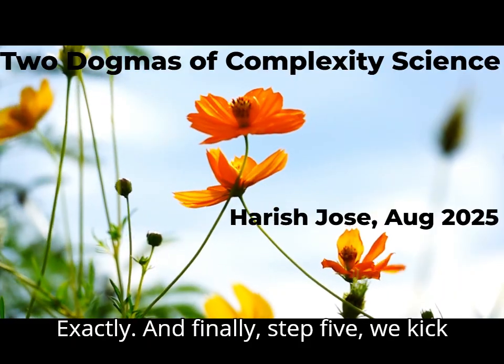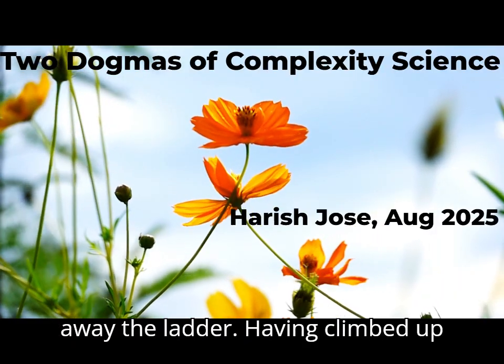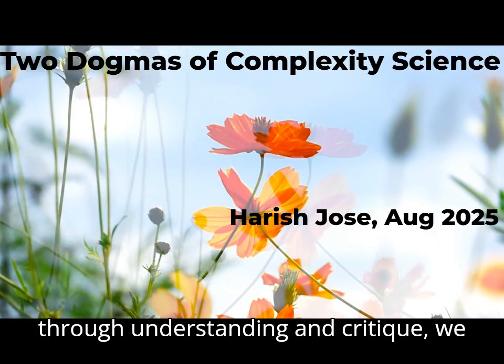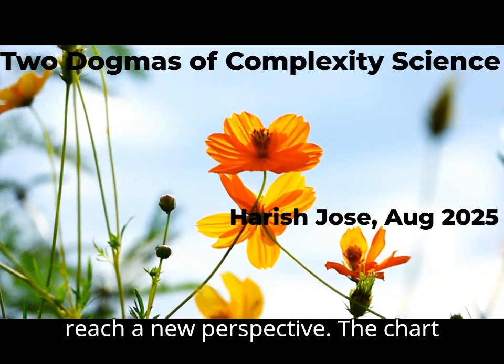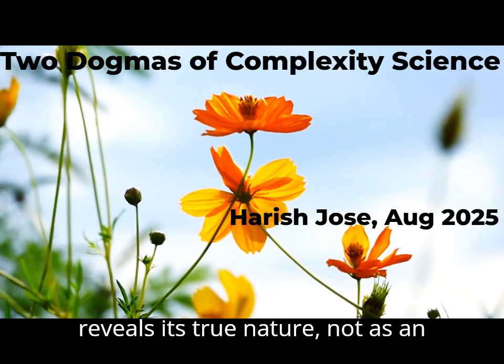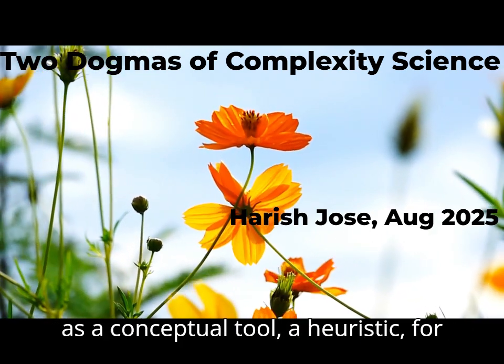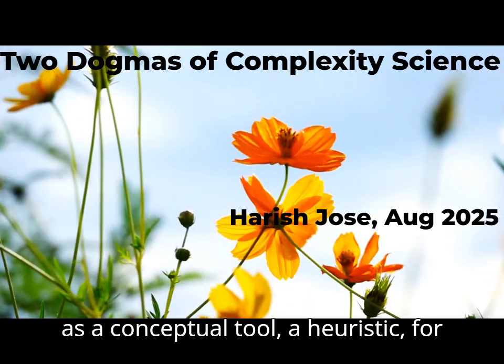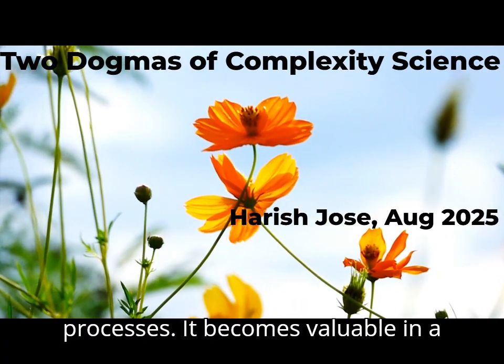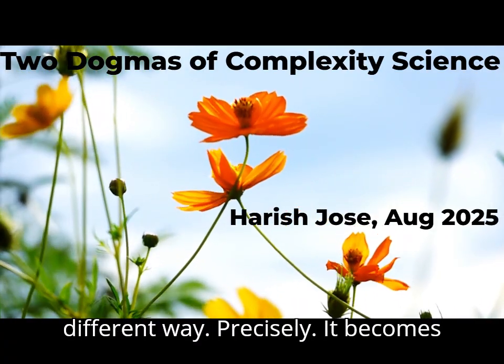Exactly. And finally, step 5. We kick away the ladder. Having climbed up through understanding and critique, we reach a new perspective. The chart reveals its true nature. Not as an objective map of complexity regimes, but as a conceptual tool, a heuristic, for thinking about epistemic coupling processes. It becomes valuable in a different way.